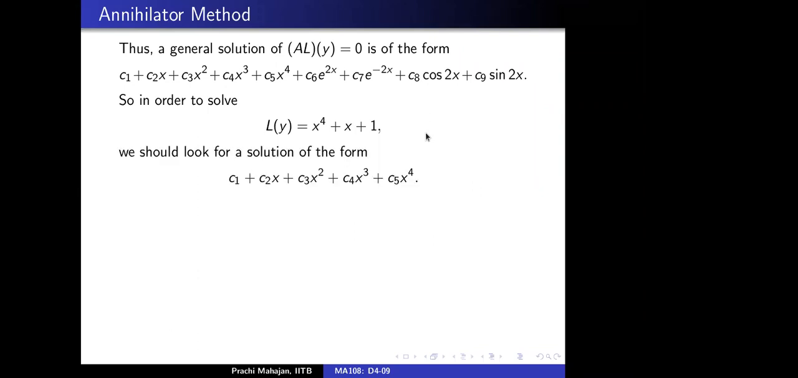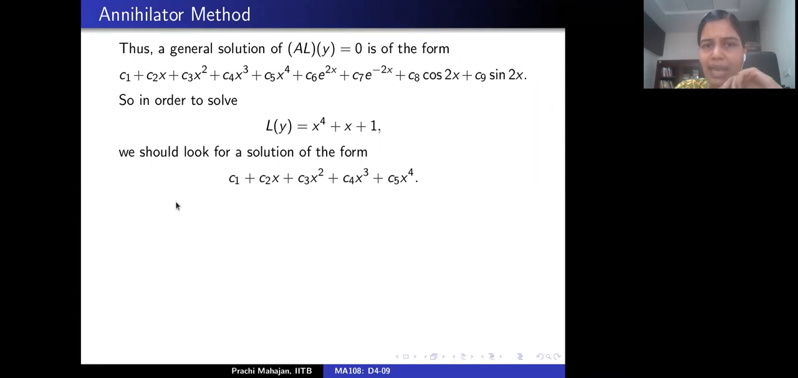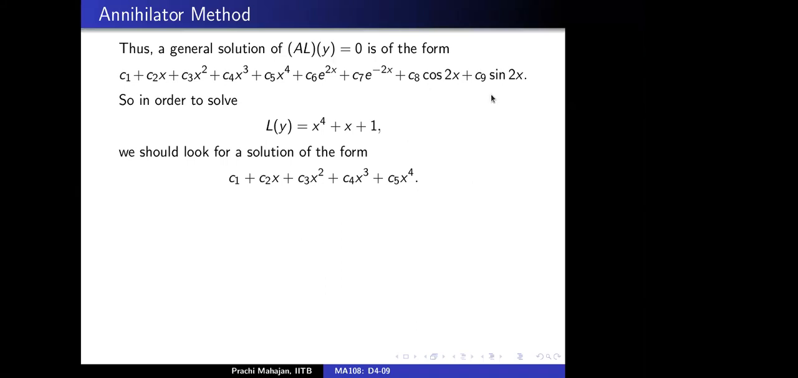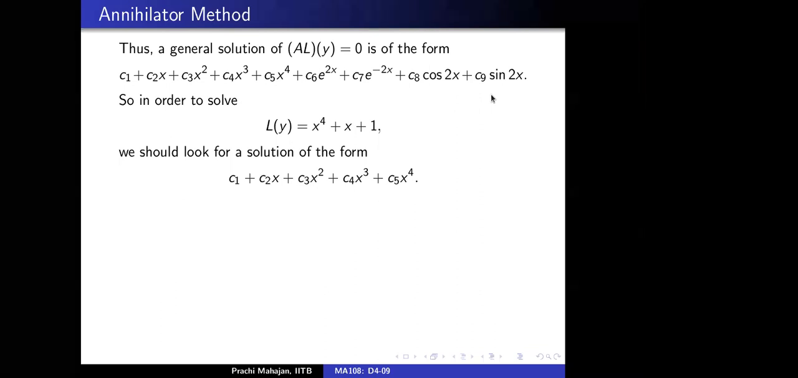Instead of that, all I'm trying to say is I am going to only look for solutions of the form C1 plus C2 x plus C3 x squared plus C4 x cubed plus C5 x to the power 4. And I am going to disregard C6, C7, C8 and C9. Why is that? Because those terms are solutions of the homogeneous equation Ly equal to 0, so differentiating them would not help.